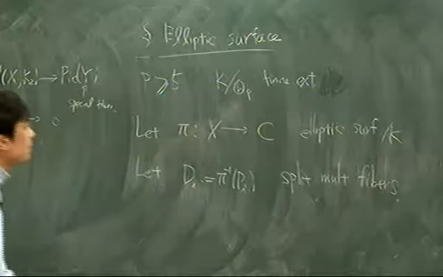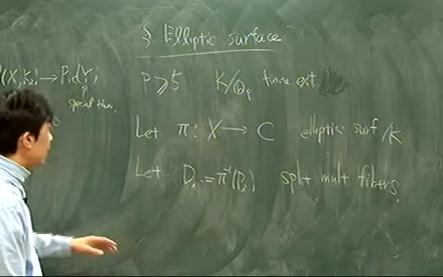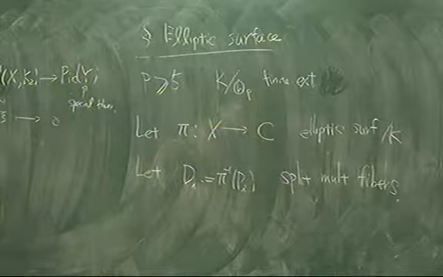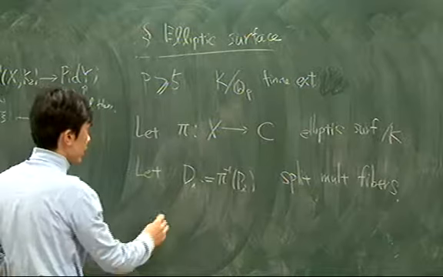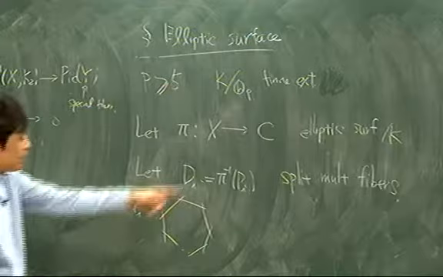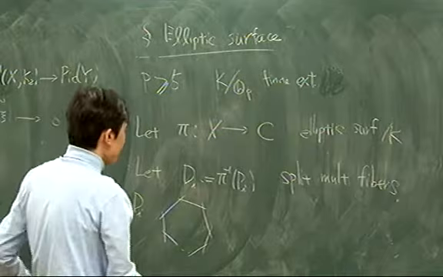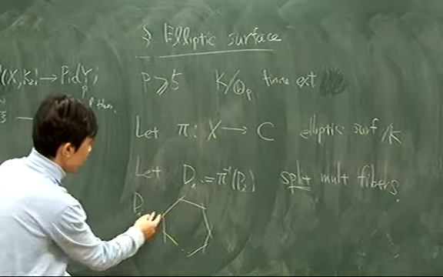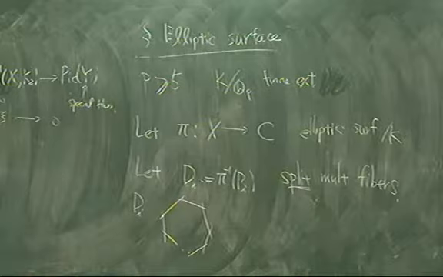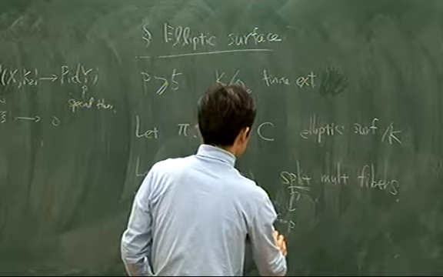Usually pi has singular fibers, and the shapes of singular fibers are classified by Kodaira and Néron, but we only consider the multiplicative fibers. It means the shape of D_i is like this, or that one. Each component is a P1, a rational curve. And split means each component is K-rational, and the intersection point is also K-rational.